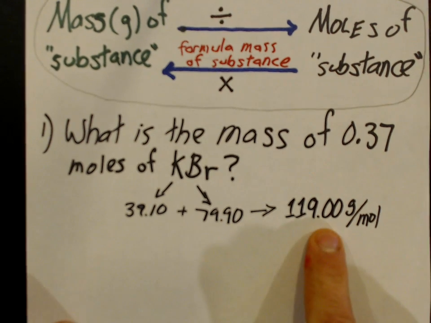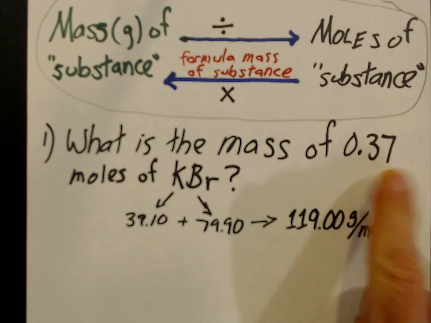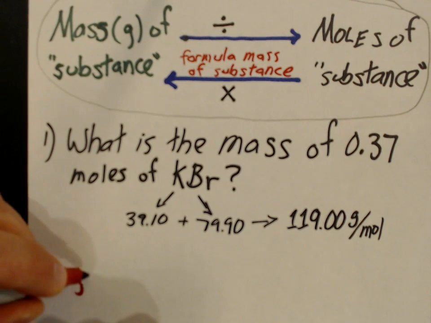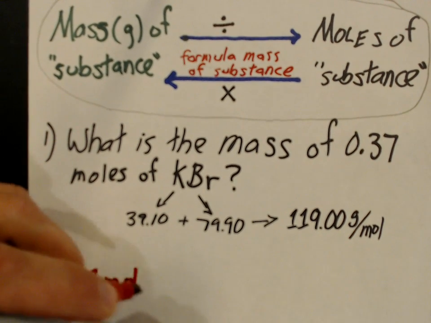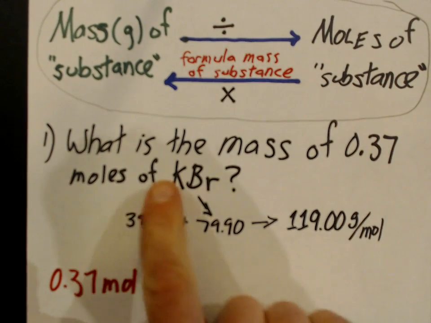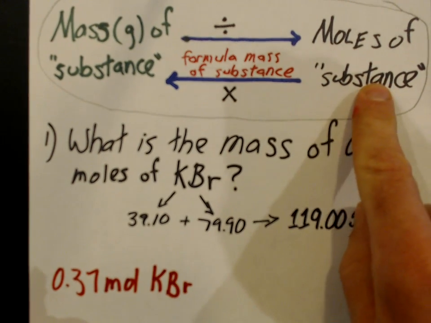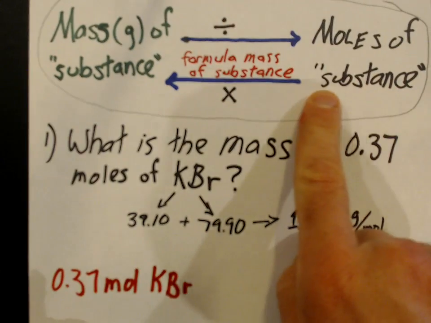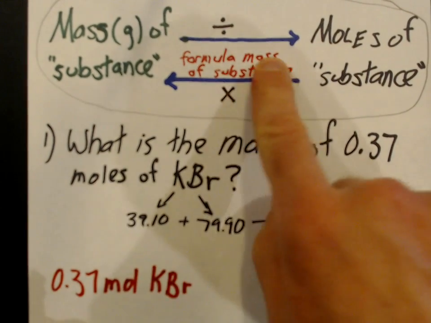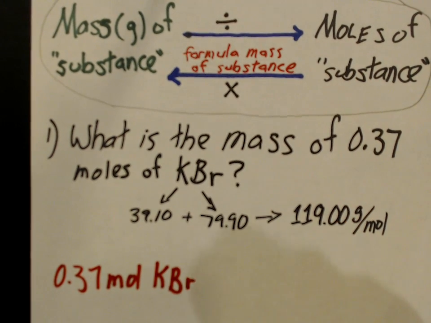Now that we've got the formula mass of this substance, we can consult this diagram in order to answer this question. We are given a quantity expressed in moles, 0.37 moles of KBr. We're asked to determine its mass. If we're given moles and want mass, we follow this arrow. We multiply that number by the formula mass of this substance, which we just calculated.